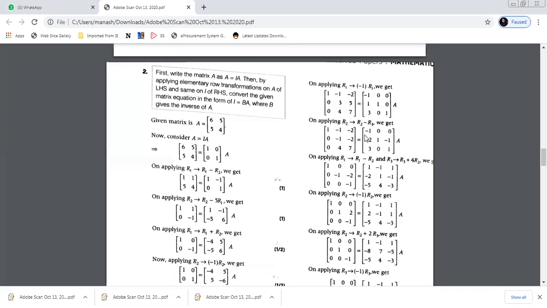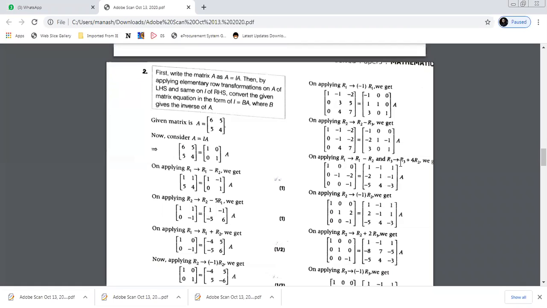Okay, same operation we do here also. -1 minus -2, that means -1 plus 2, which is equal to 1. Again 0 minus 1, so -1. Again 0 minus -1, so it will be +1.